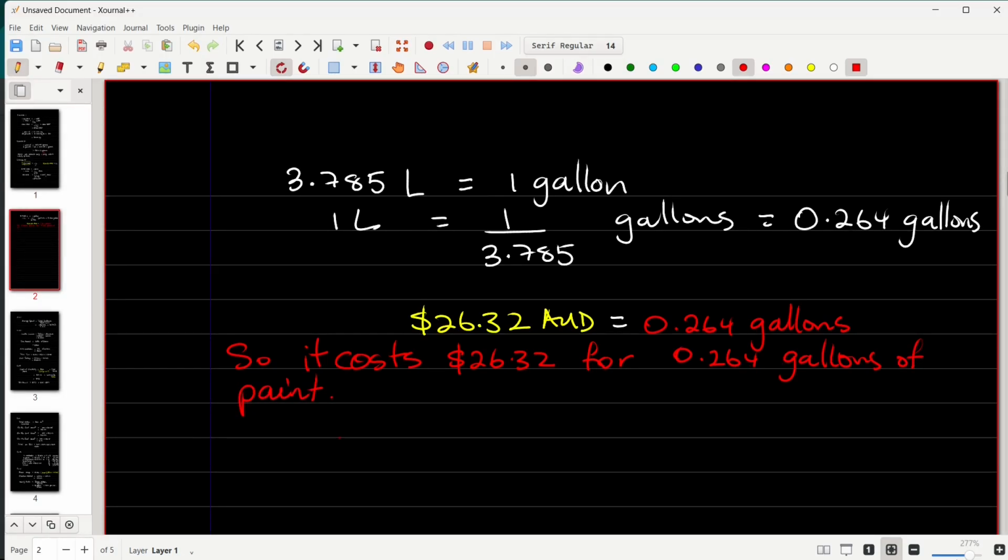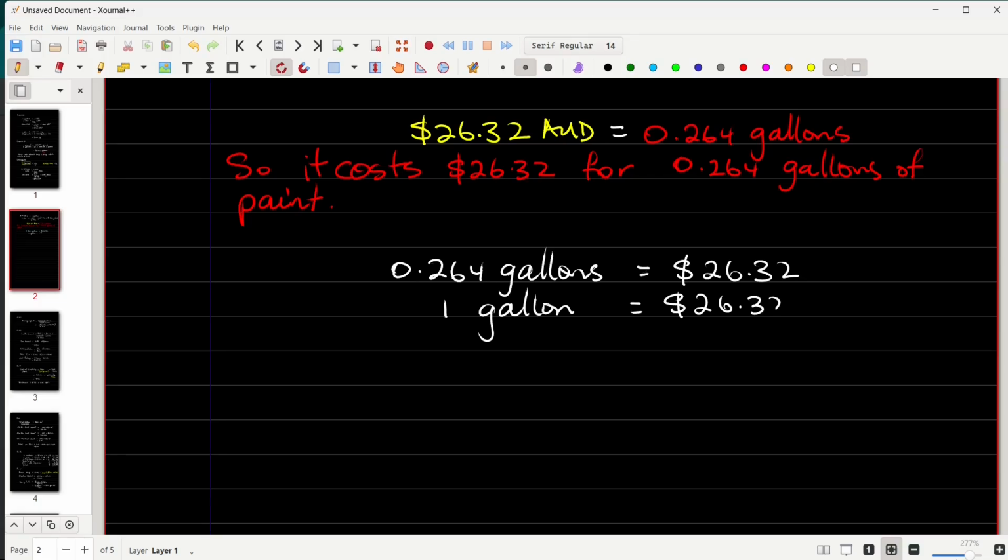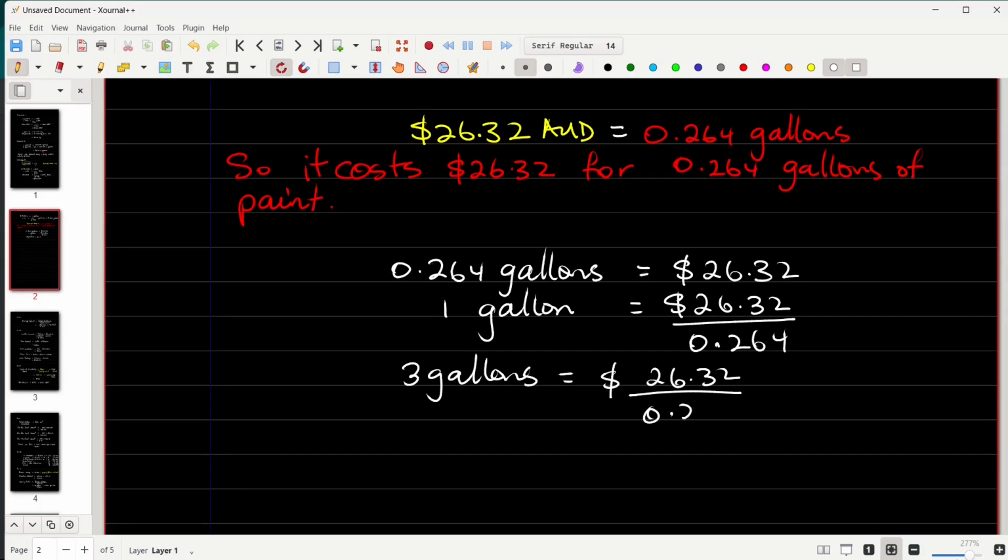From there, we just need to find out how much 3 gallons would cost. So let's work with that. So 0.264 gallons is equal to 26.32. 1 gallon will cost 26.32 divided by 0.264. Then that means 3 gallons will cost 26.32 divided by 0.264 times 3, so it's going to cost me 299.09 Australian dollars to get 3 gallons of paint.